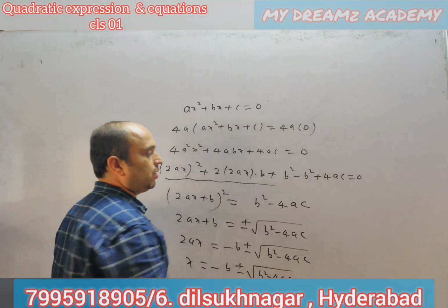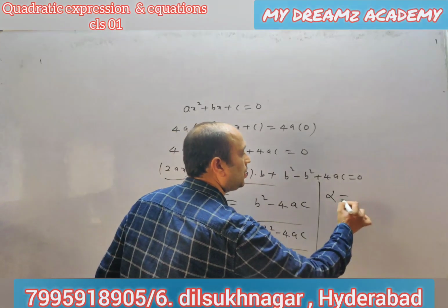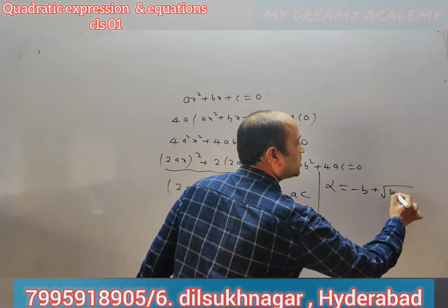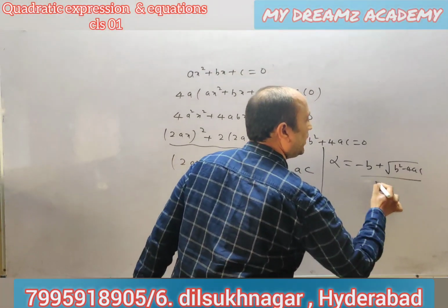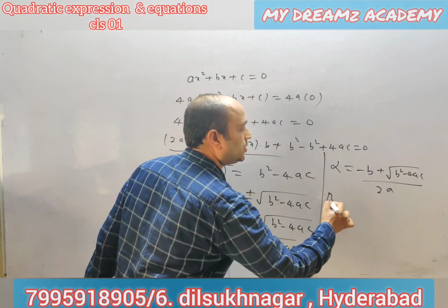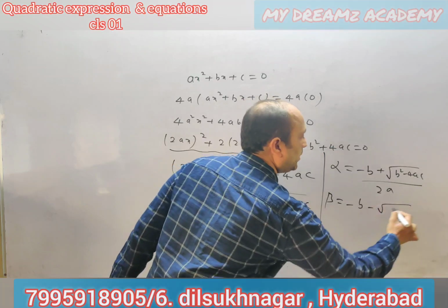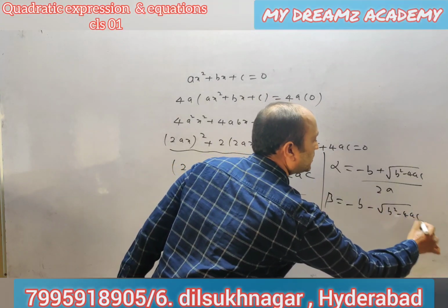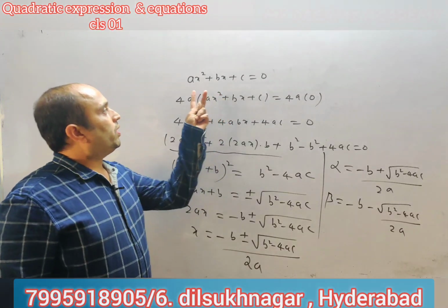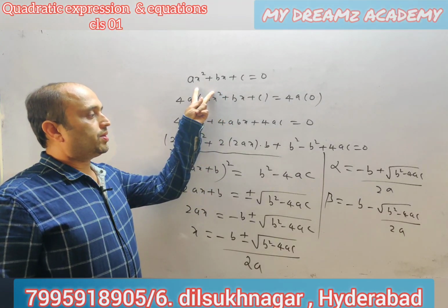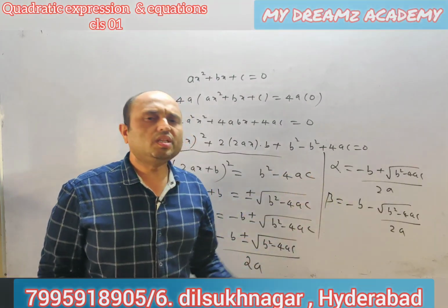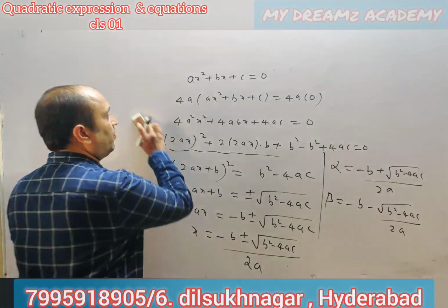One root is alpha is equal to minus b plus under root of b square minus 4ac by 2a, the first root, and the second root is beta is equal to minus b minus under root of b square minus 4ac by 2a. These are the two roots of the quadratic equation ax square plus bx plus c. By using these two roots, we will get different formulas.